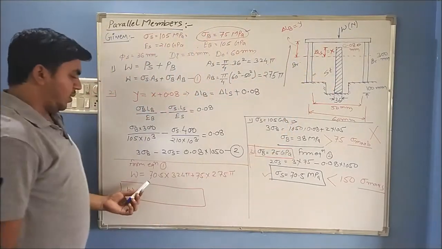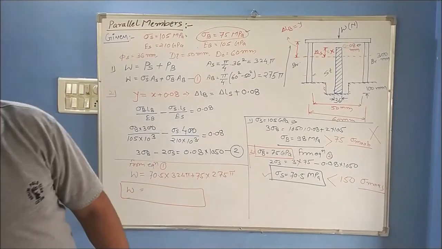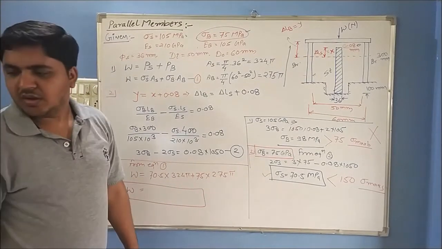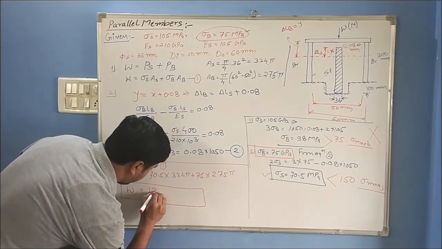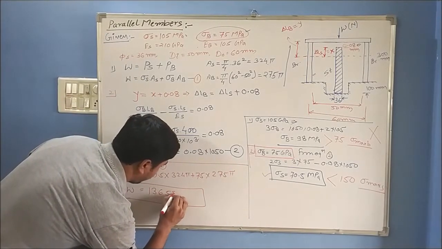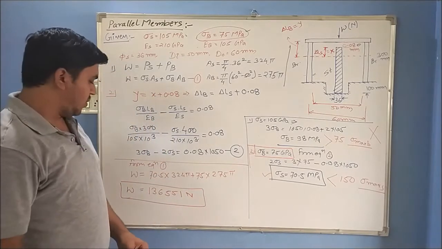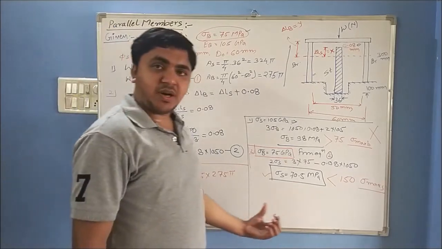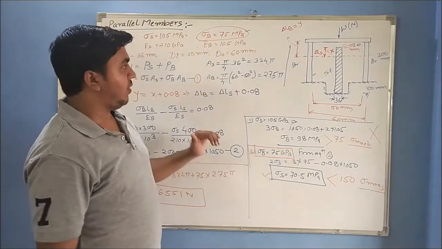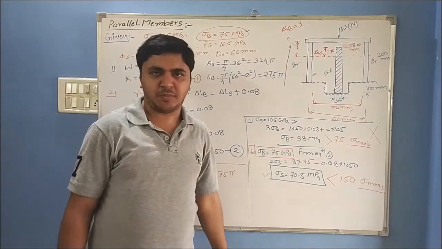Okay, and all the values are in MPa and Newton only. So the value of total load W will be equals to 136,551 Newton. So this is the total load W here. Okay. So now this is the first part, the part A of the problem. Now we will solve the part B of the problem. So let's read the part B of the problem.